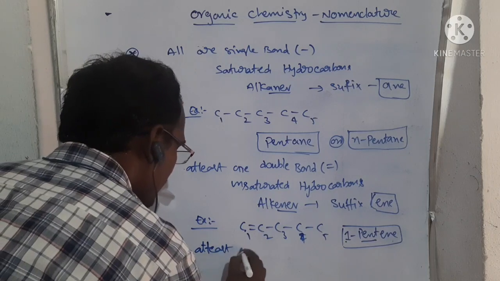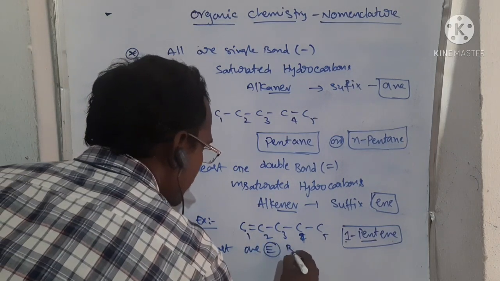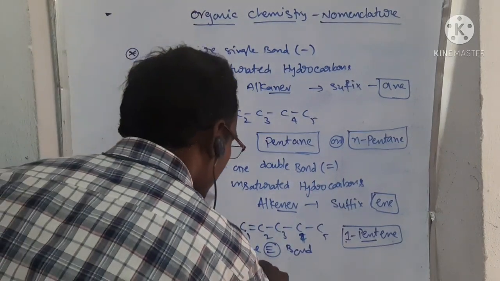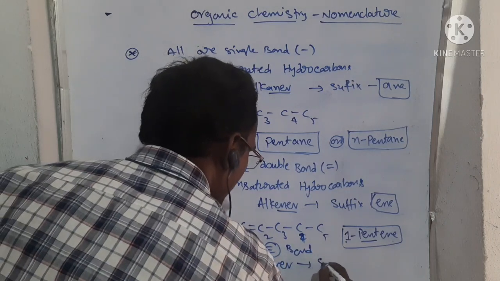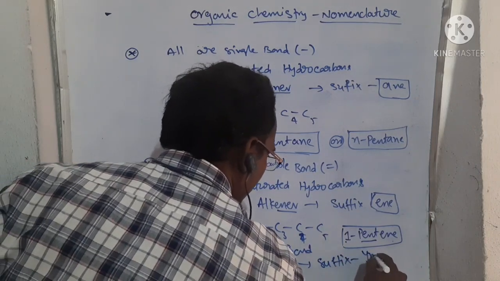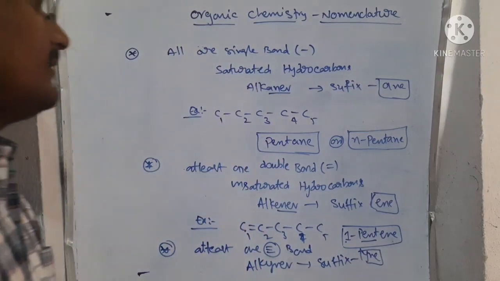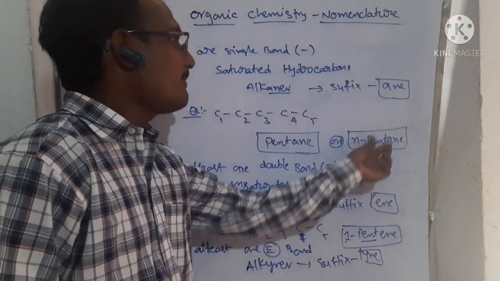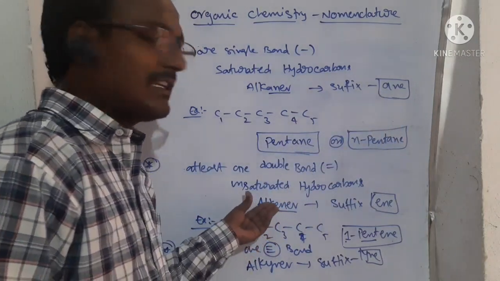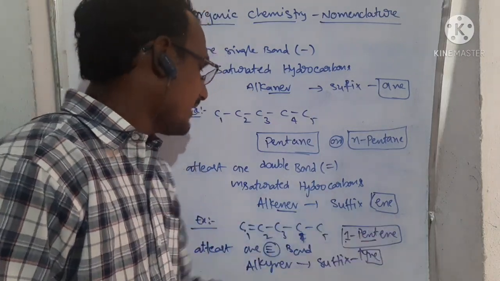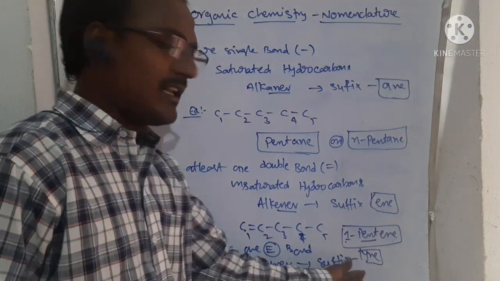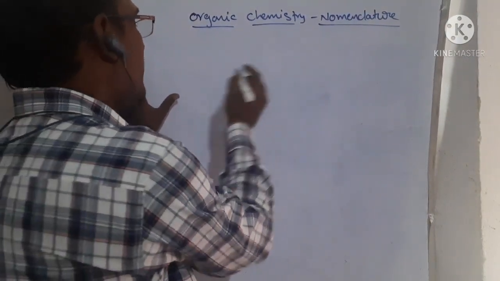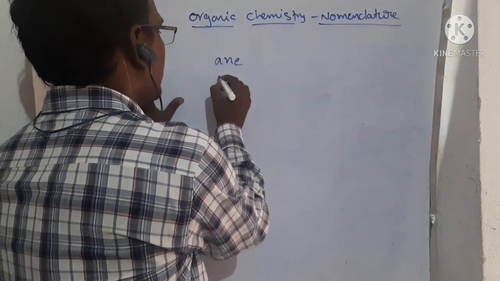Next, at least one triple bond is present. Those are also called unsaturated hydrocarbons. Those are called alkynes. The suffix is yne. So if all are single bonds, the suffix is ane. If at least one double bond is there, those are alkenes, and the suffix is ene. At least one triple bond, that is alkyne, and the suffix is yne. Let us see the identification of alkanes, alkenes and alkynes.